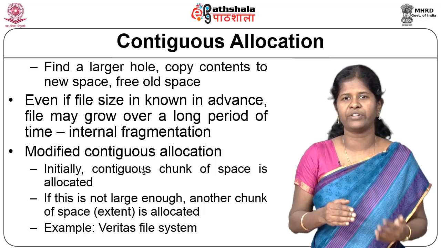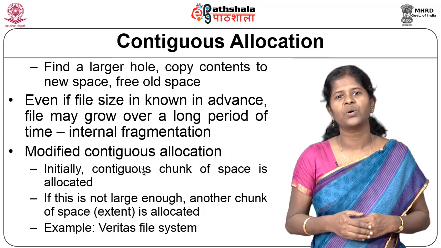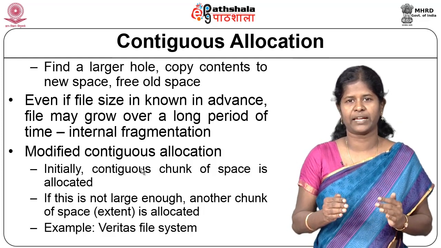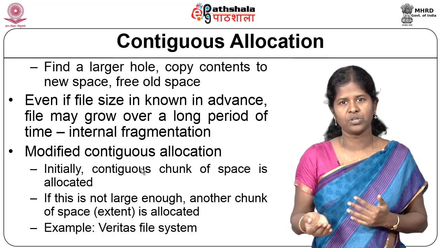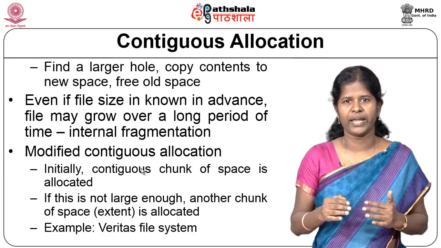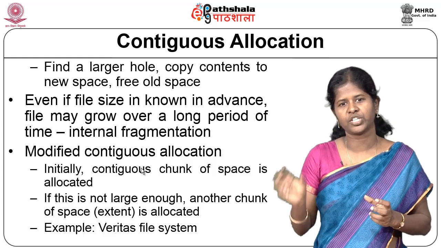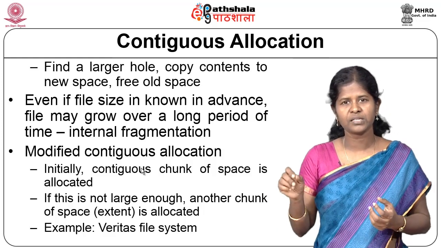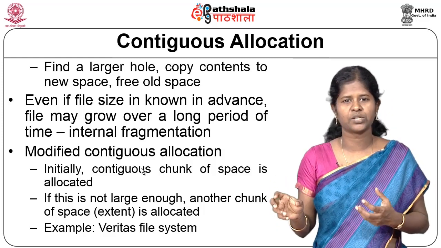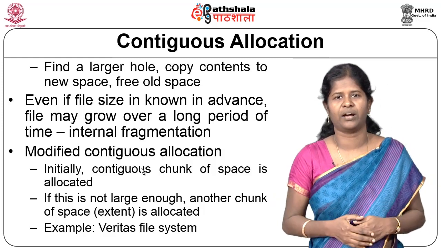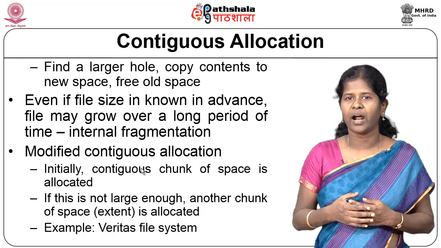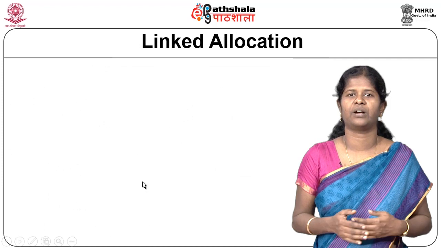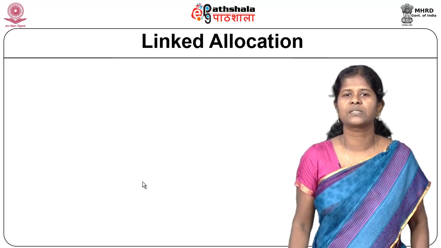So, they try to do a modification to this contiguous allocation, where initially one contiguous chunk of space will be allocated, a few disk blocks will be allocated for the file, but when the file grows, if the space is not large enough to accommodate it, then what is done? Another chunk of space is allocated, say another few disk blocks will be allocated to this file. This new chunk is called an extent of this file, and this kind of contiguous file allocation has been done in Veritas file system. Now, we move on to another type of disk allocation, that is linked allocation.